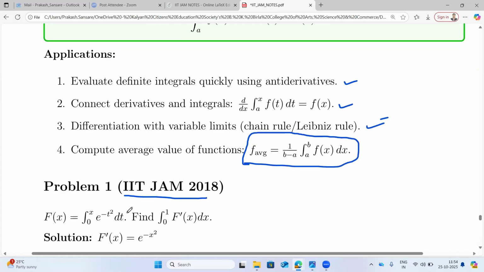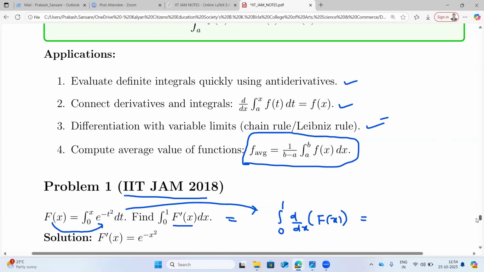and was asked in 2018. It says that if you have f of x equal to the integral from 0 to x of e power minus t square dt, find the integral of f dash x from 0 to 1. So can you tell me what f dash x is here? This f dash x can be written as the integral from 0 to 1 of dy dx of f of x.